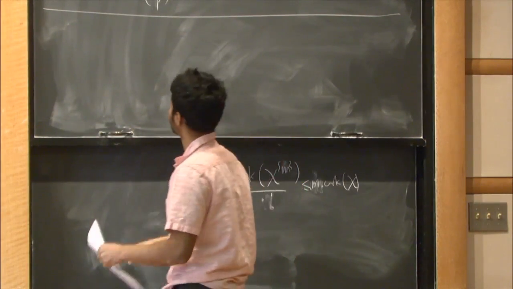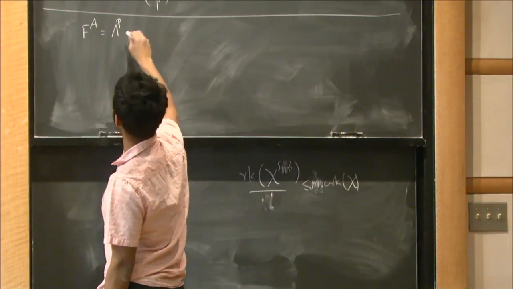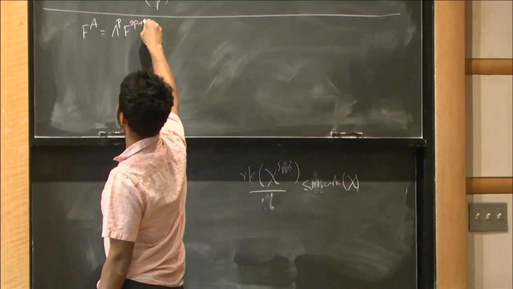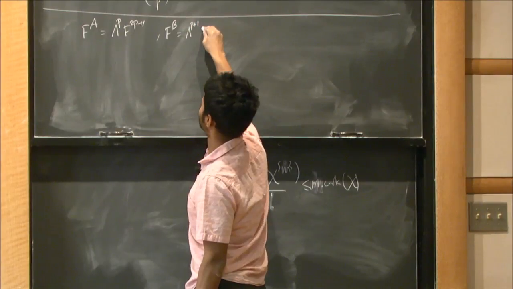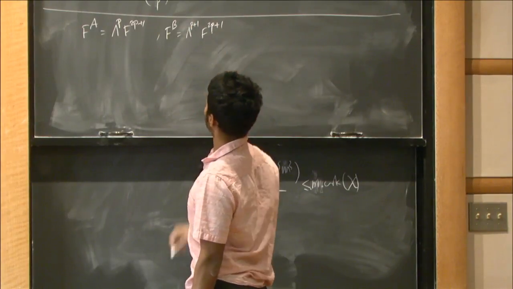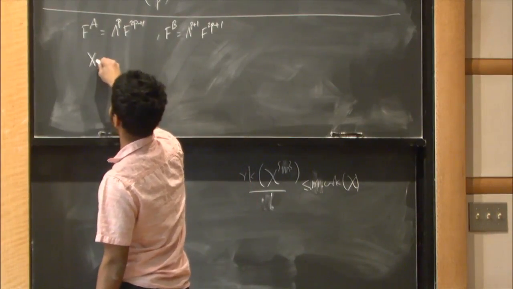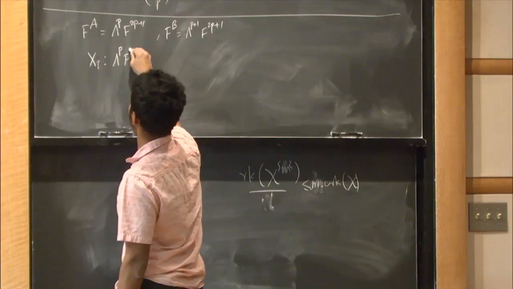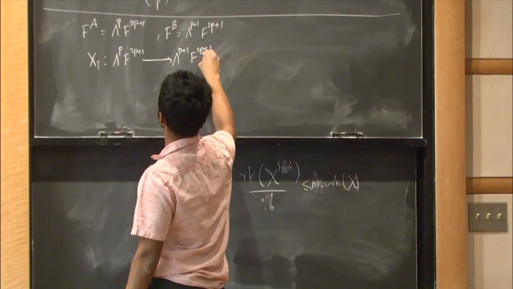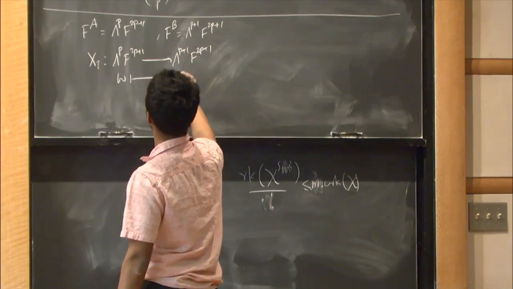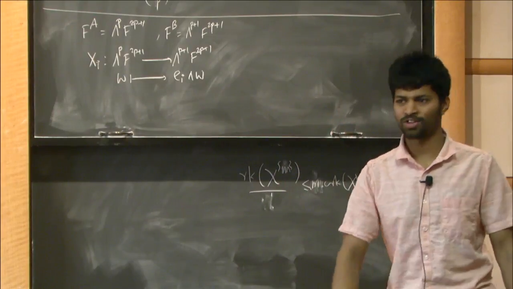It doesn't matter so much. This f to the a is the pth exterior power, and f to the b you identify with the p plus first exterior power, which if you don't know, forget about it. I won't say too much about it. And xi is the map that takes something in here and wedges it with ei. So if you know it, you know it. If you don't know it, you don't care.